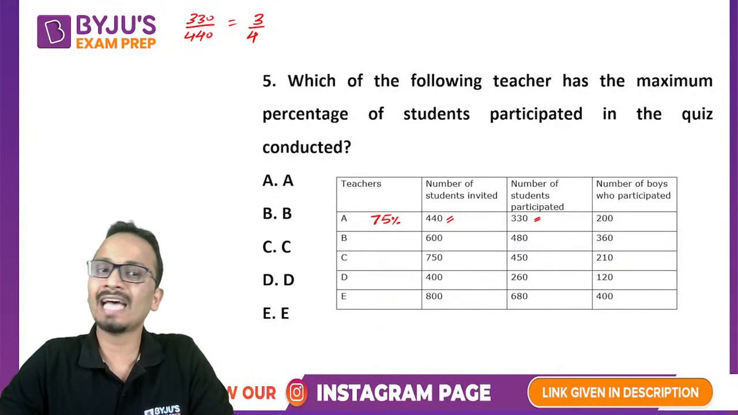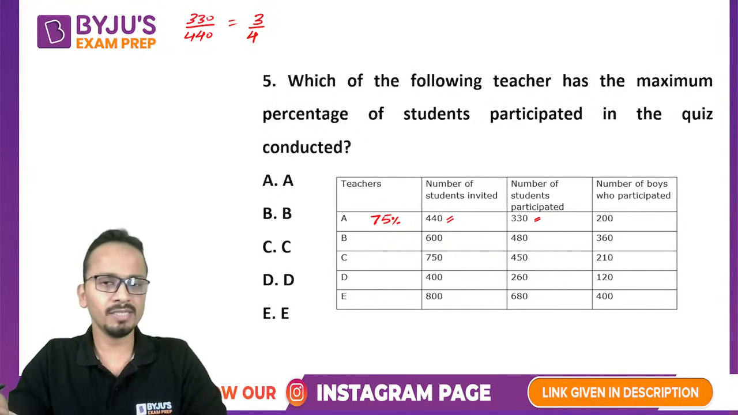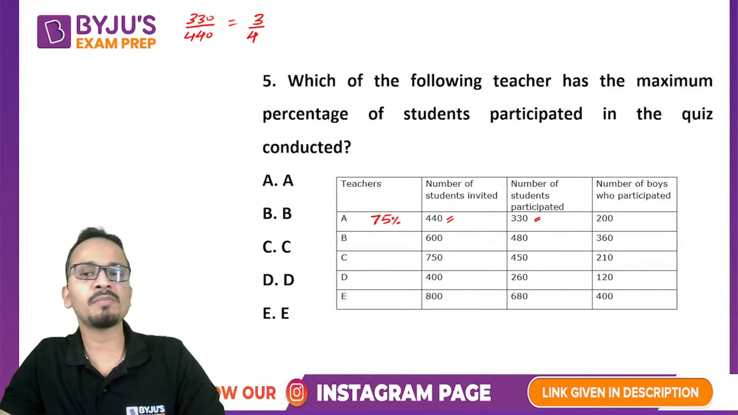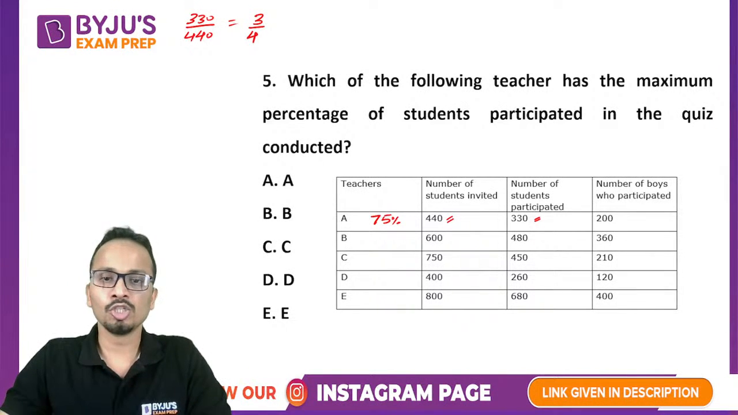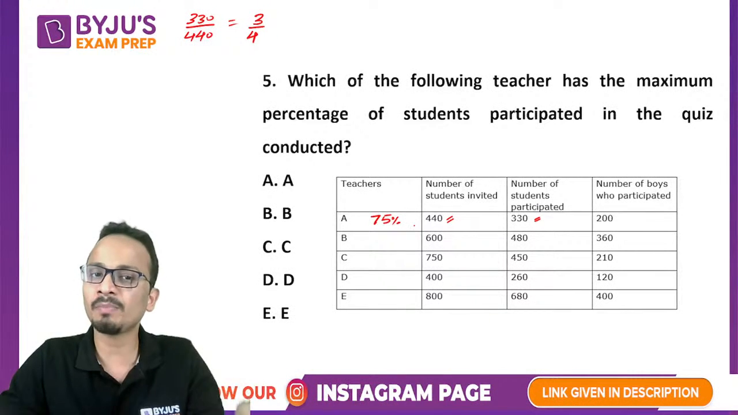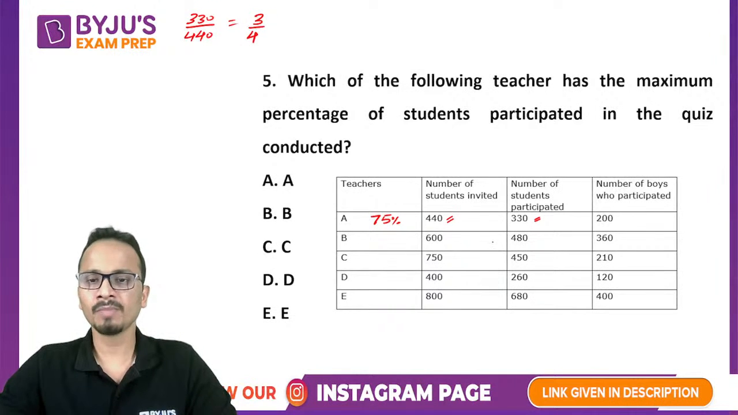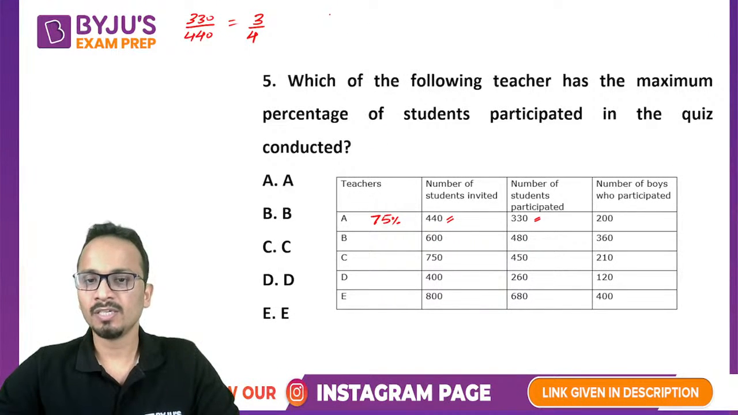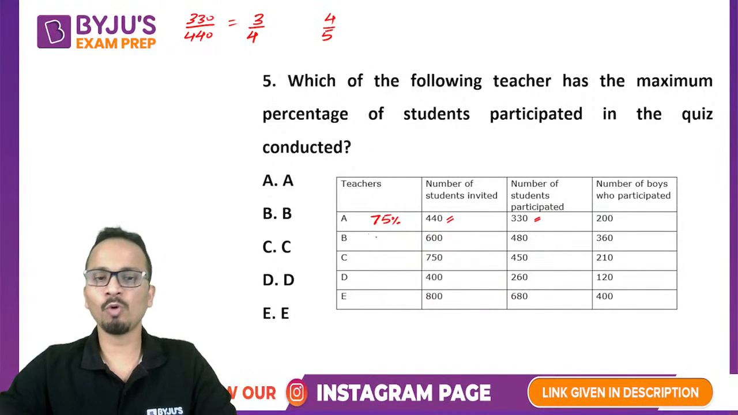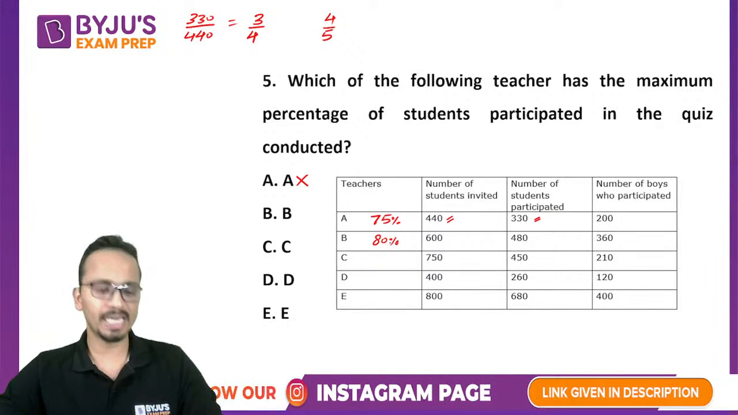Which of the following teachers has the maximum percentage of students participated in the quiz conducted? So invited will become the base and participated will become the numerator. So for teacher A, 75% of the students have participated in the quiz. Now let's look at the same thing for teacher B. 480 divided by 600 will come out to be 4 upon 5, and 4 upon 5 is 80%. So obviously option A is not the answer because option B is coming out to be 80%.